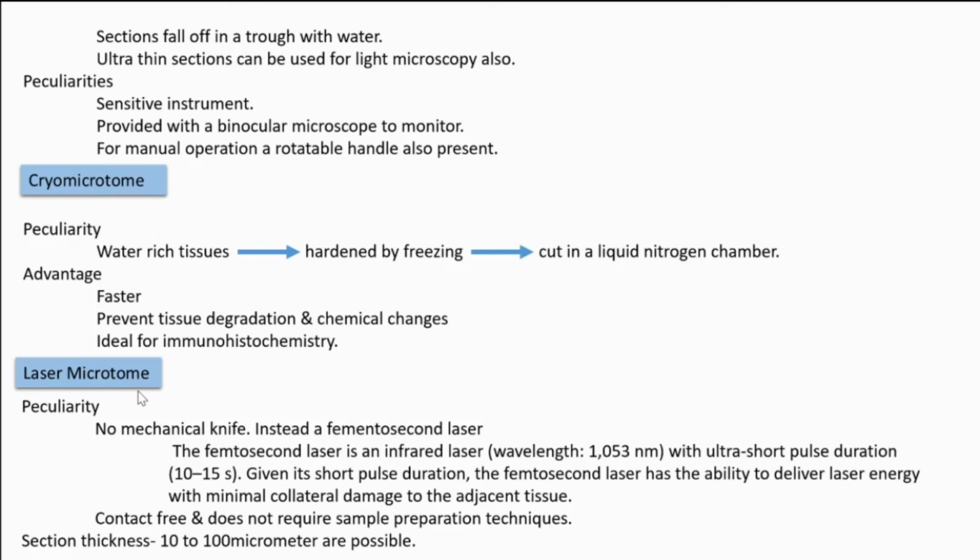So the laser microtome next. In the laser microtome, the main peculiarity is that there is no mechanical knife. Instead, a laser beam is used. A femtosecond laser means a fast-moving beam. For understanding that, I have given a sentence here. The femtosecond laser is an infrared laser. Its wavelength is given here. It has an ultra short pulse duration, a very fast beam, and that laser will cause only minimal damage to the tissues. That is its benefit.